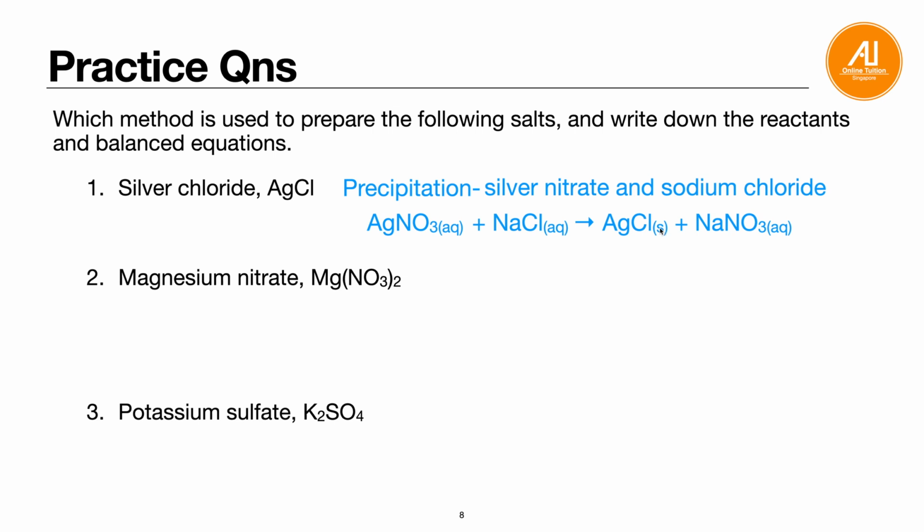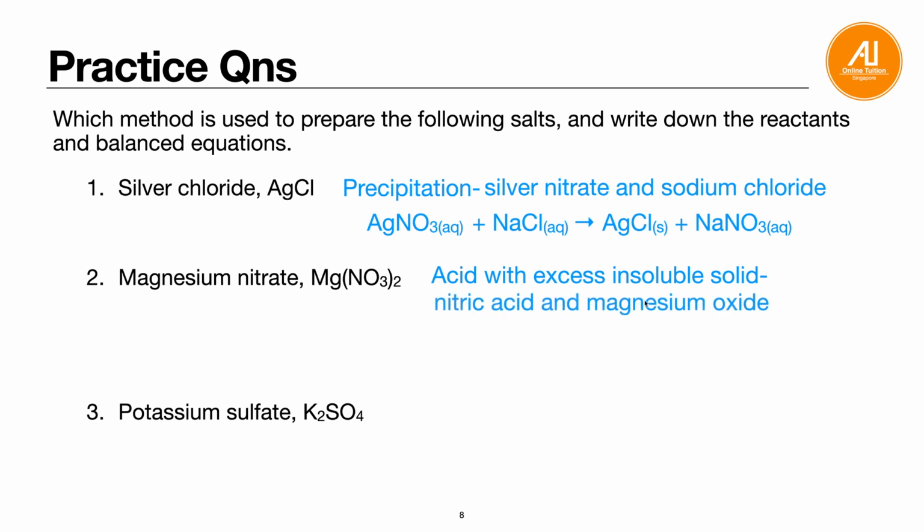Okay, so if you look at the solubility table, magnesium nitrate will be soluble because all nitrate salts are soluble. But magnesium is not a sparse salt. So we will do the first method, which is acid with excess insoluble solid. So what are the reactants? One must be an acid, the other one must be an insoluble solid. So acid we will use what? Acid has nitrate, so it will be nitric acid. And then this one will be a base, so we will choose magnesium oxide. Nitric acid plus magnesium oxide.